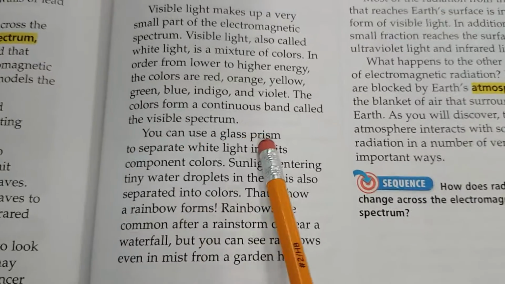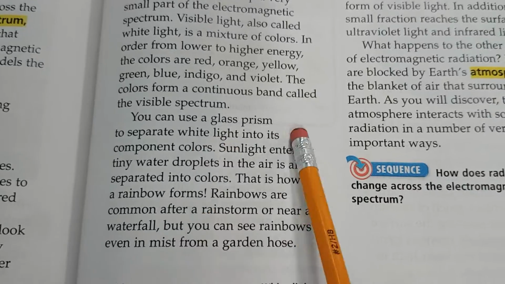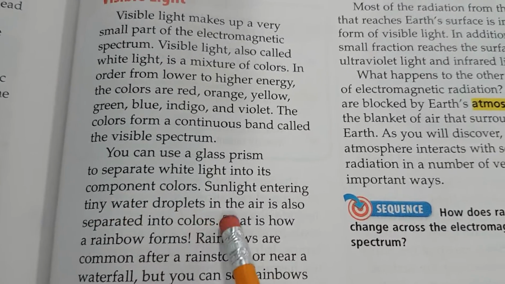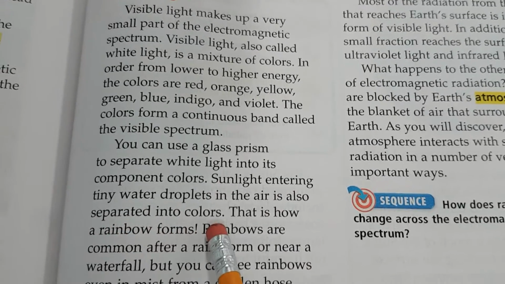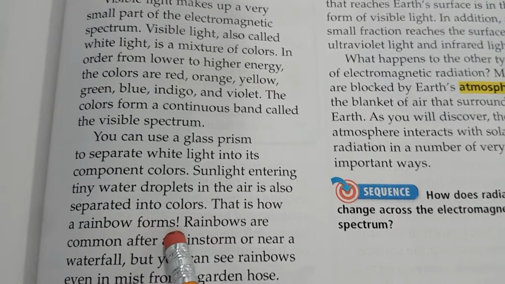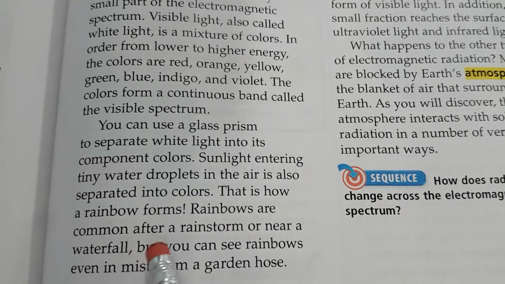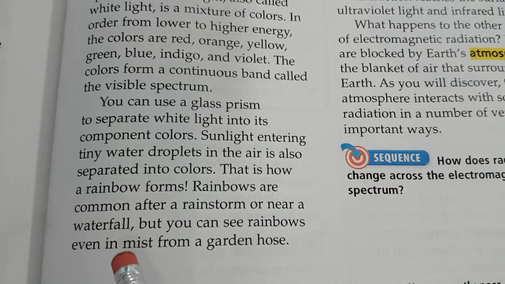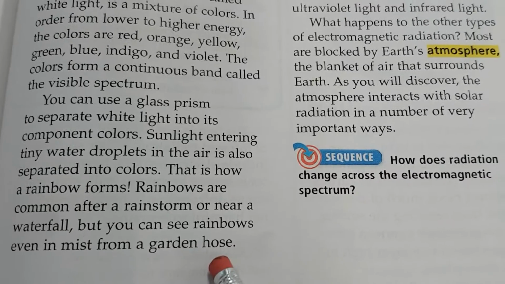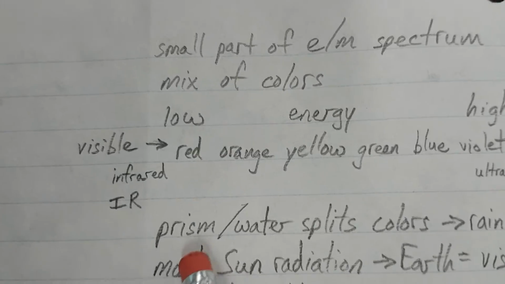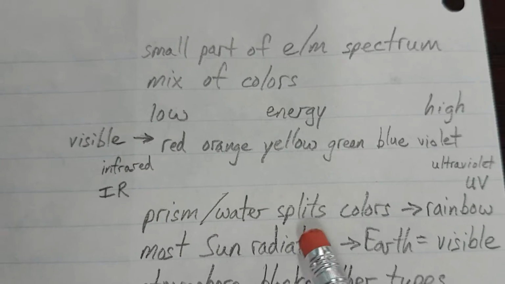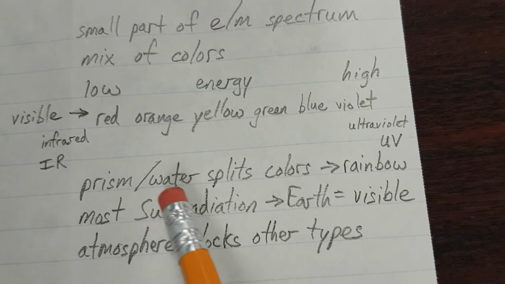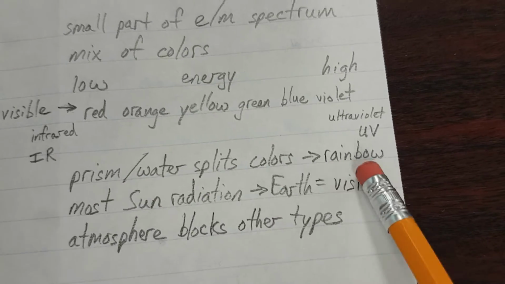Okay, you can use a glass prism to separate white light into its component colors. Sunlight entering tiny water droplets in the air is also separated into colors. That is how a rainbow forms. Rainbows are common after a rainstorm or near a waterfall, but you can see rainbows even in mist from a garden hose. Okay, so prism/water splits colors, arrow, rainbow. A prism or water can split the colors into a rainbow.